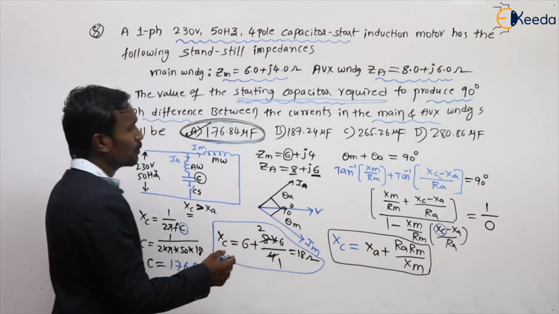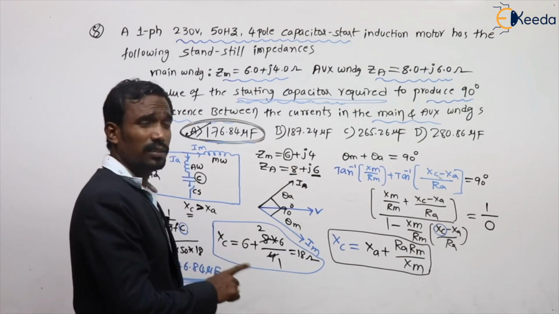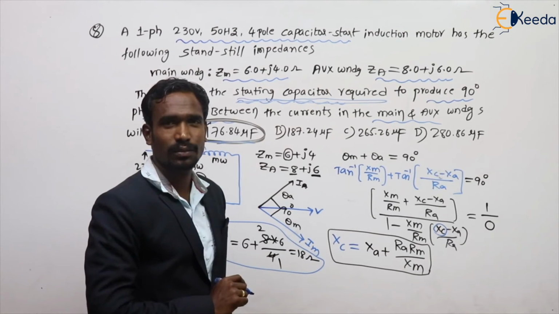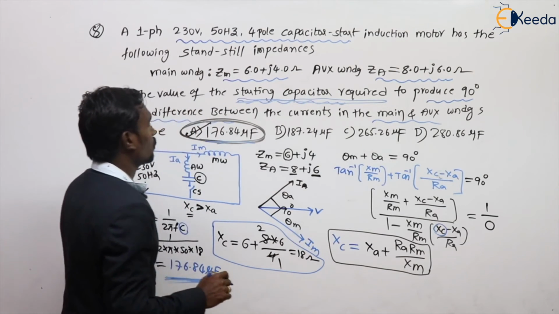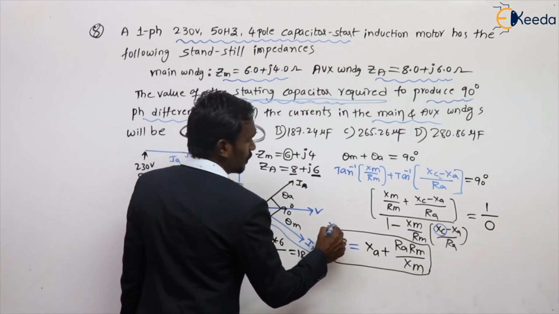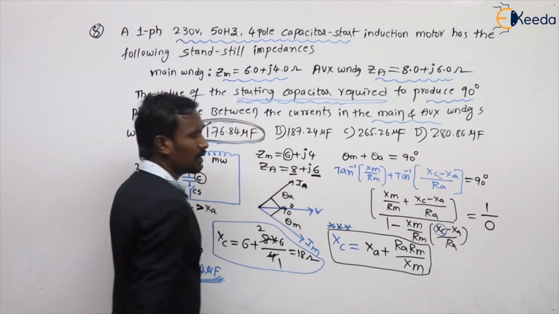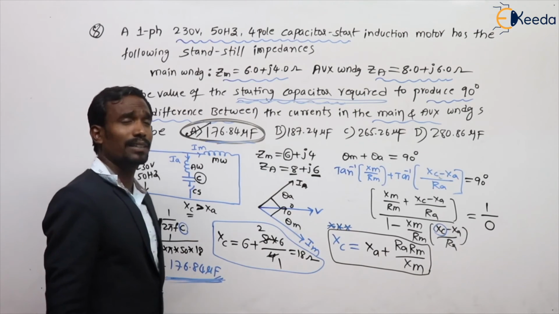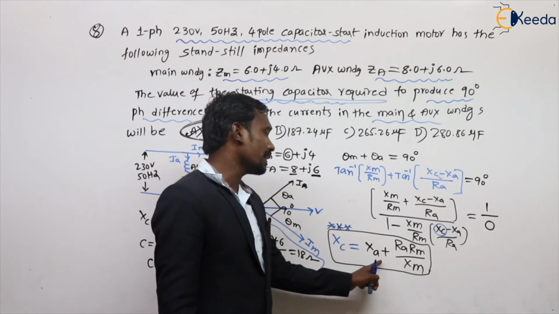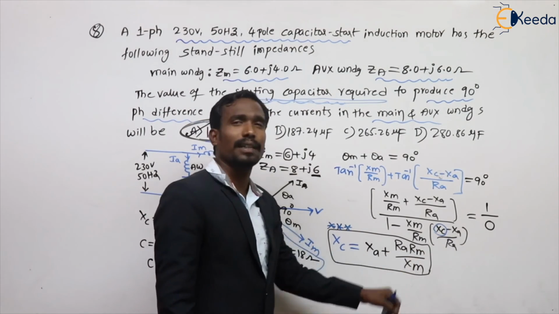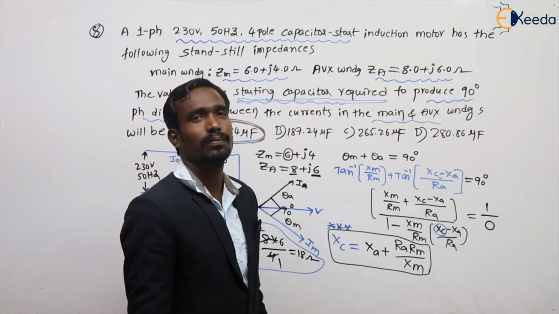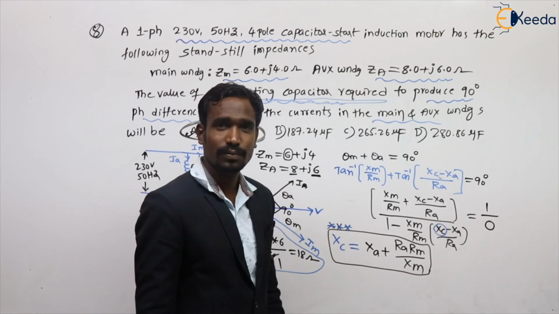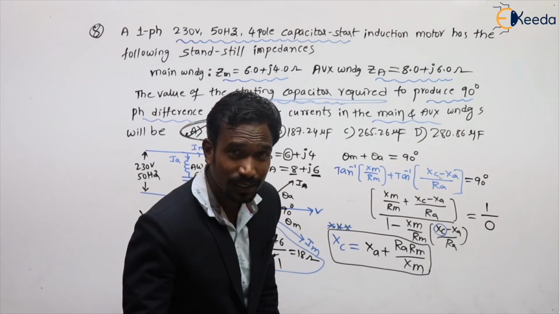This is a very important question. We must expect it. This question is expected again and again in every competitive exam. You should remember this shortcut formula, and directly you can get the answer. XC, the reactance required to get the 90 degrees, is equal to XA plus RA RM by XM, by solving this equation by cross multiplication. Understood? Thank you.